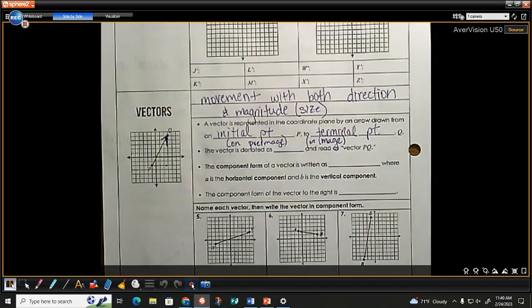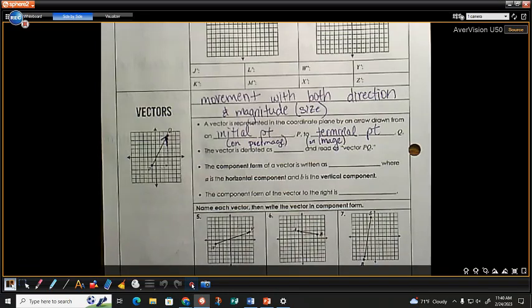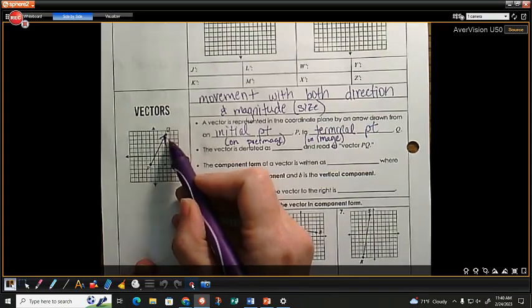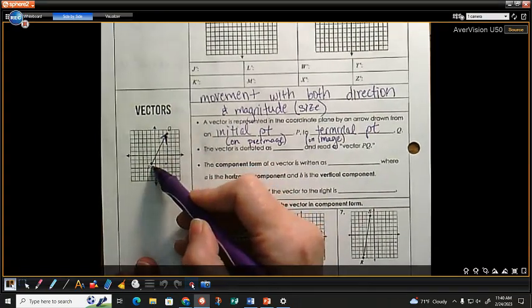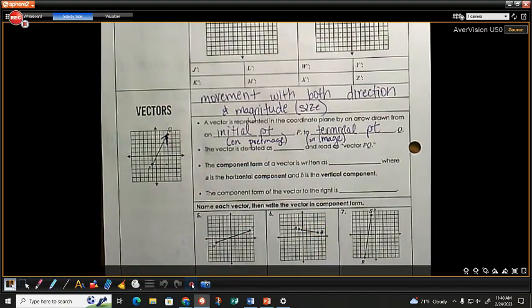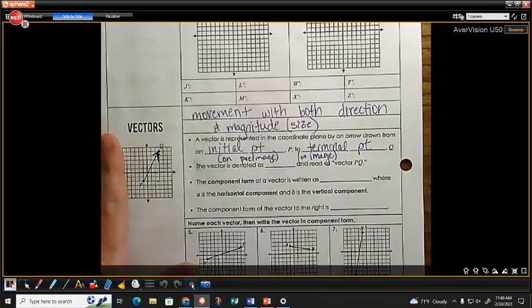How do you tell which one is the initial point and which one's the terminal point? Arrows point to the end point. The terminal point is the one where the arrow is pointing. You start without the arrow, you end with the arrow. Okay? And so to name this vector, someone want to guess a name for this vector?